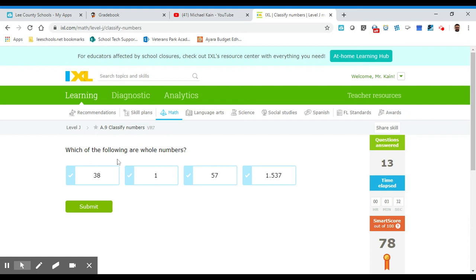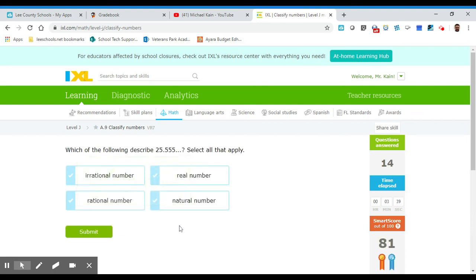Which numbers are whole numbers? This one, and this one. This is a part of a number because it has a decimal. All right, moving on up here.